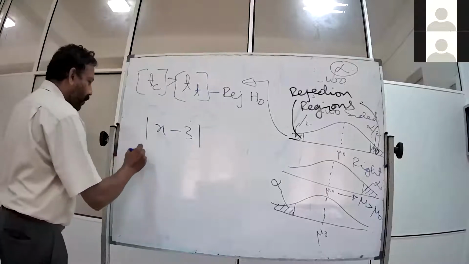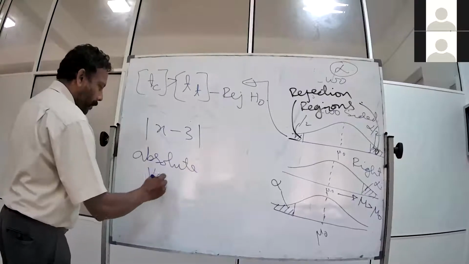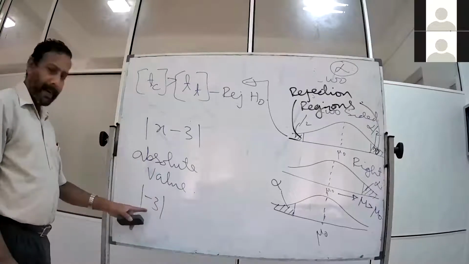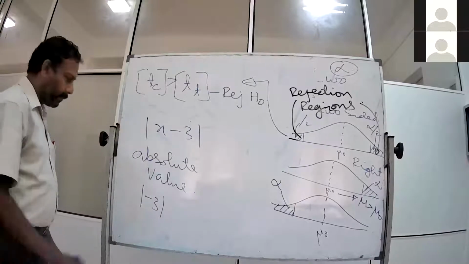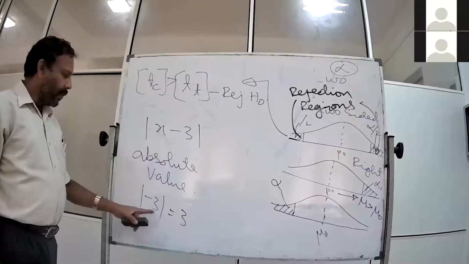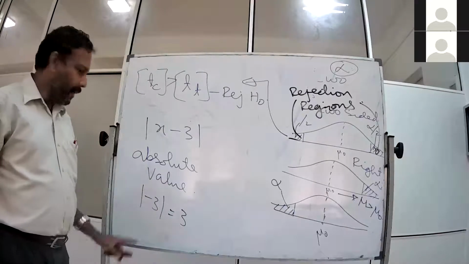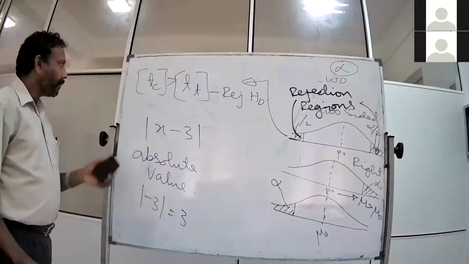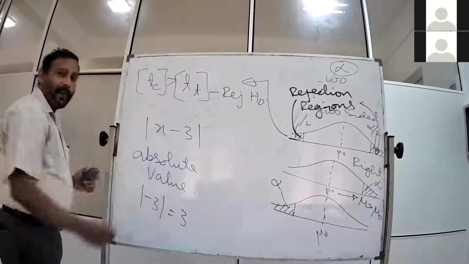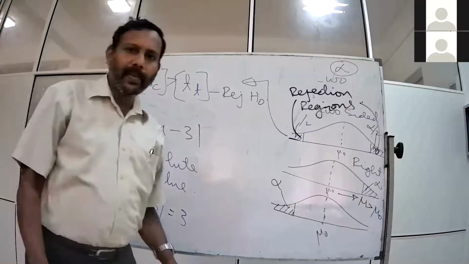It is called the absolute value. What do you mean by absolute value? What is the absolute value of -3? Plus 3, sir. Yes, it is 3. This is called the absolute value. Absolute value is without giving the sign. So here, the absolute value of T calculated should be greater than the absolute value of T table.